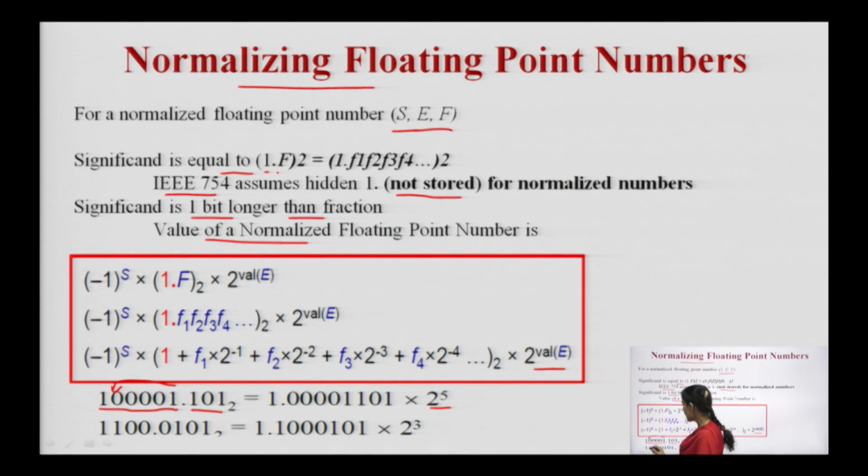Let us take another example: 1100.0101. Here the number needs to be normalized like that, so the decimal will be shifted 3 places. So, it will be 1.1000101 × 2^3. In this manner the normalization occurs.